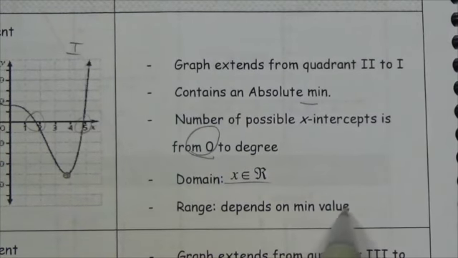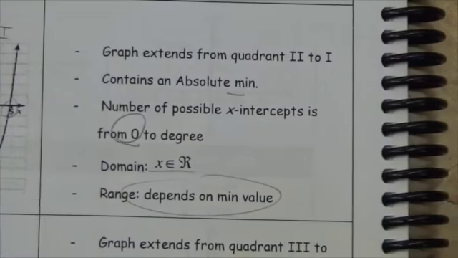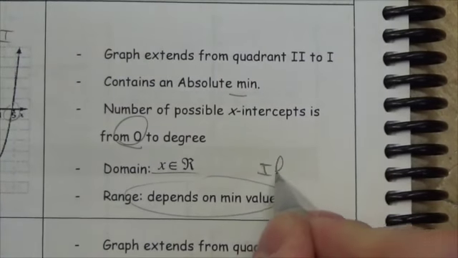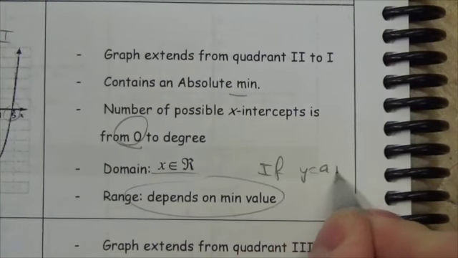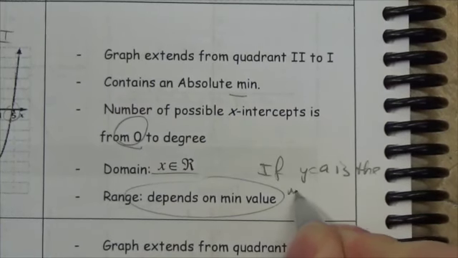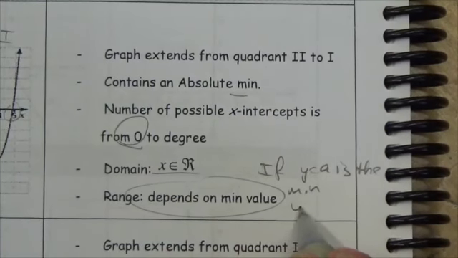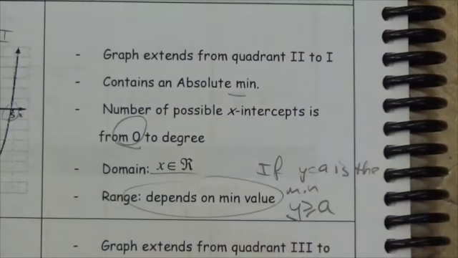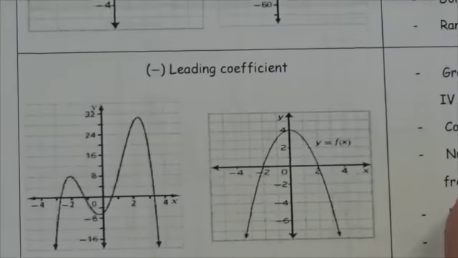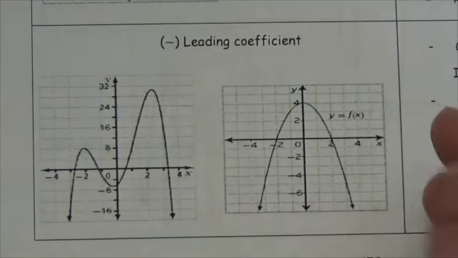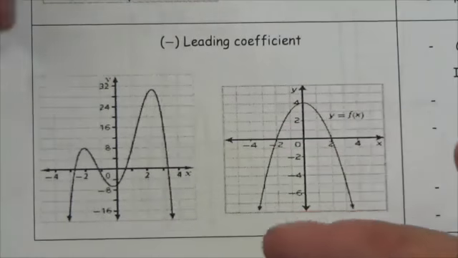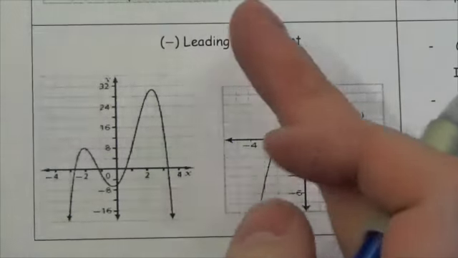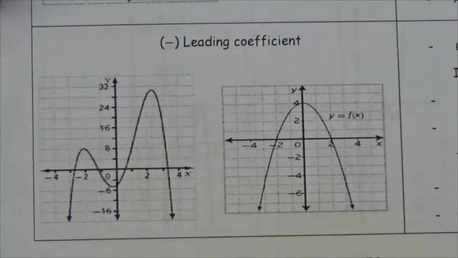And the range, and right here, that depends on the min value. So whatever your min is, let's say y equals a is the min, then the range here would be greater than or equal to a. Now, let's just change the leading coefficient. Let's make it a negative. And just like with the previous discussion on the odd degree ones, that causes a reflection over the x-axis.